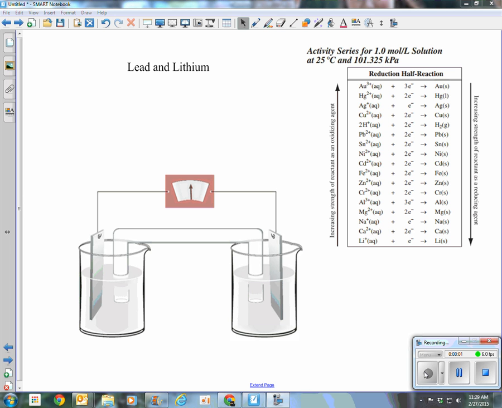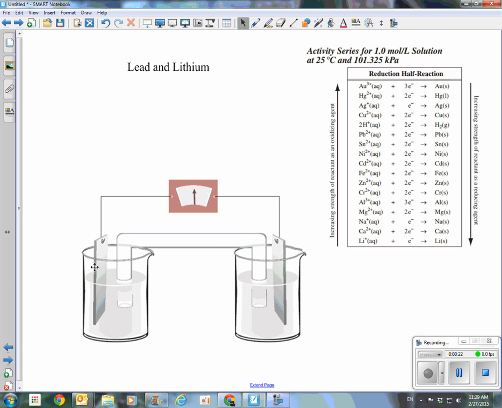Right, so now we're going to look at the lead and lithium cell. Again, we're going to start off kind of the same way here, where we're going to assign one to be lead and one to be lithium, and it really doesn't matter which one we pick. So in this case, we'll just say that this one, oh, sorry, this is lithium, and this will be lead. All right, so I'm going to find lead and lithium here.